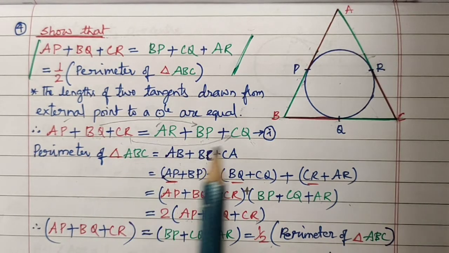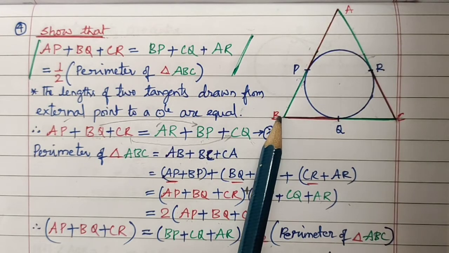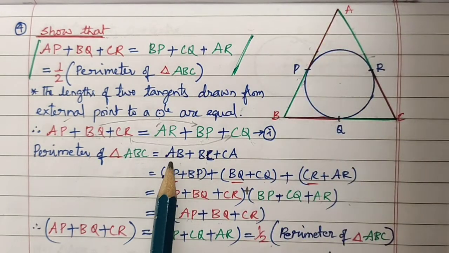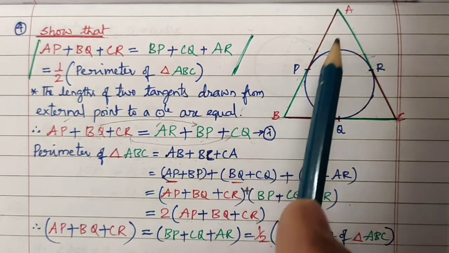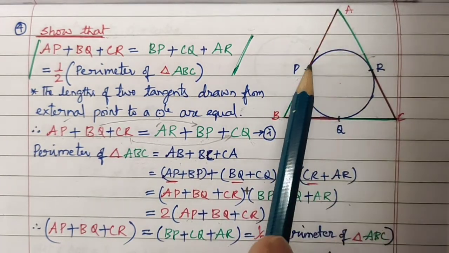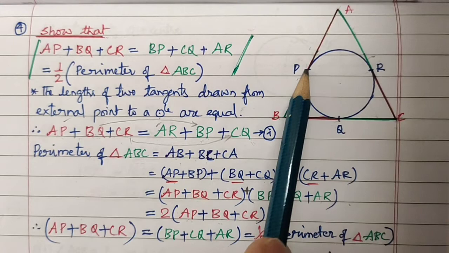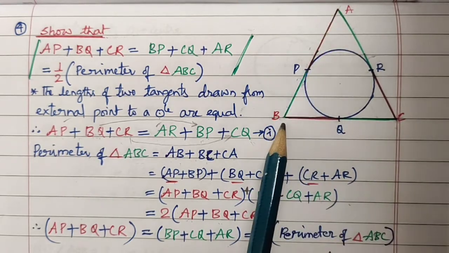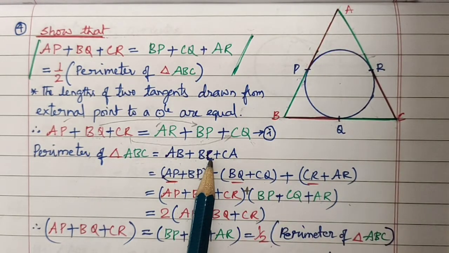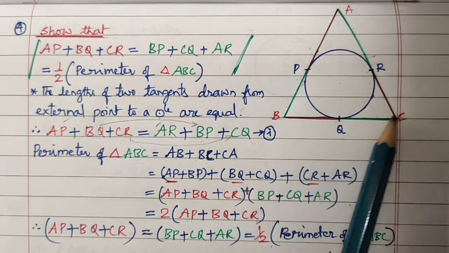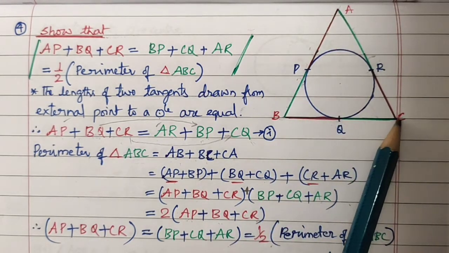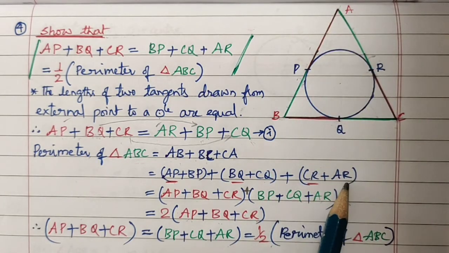The perimeter of triangle ABC is AB plus BC plus CA. AB can be written as AP plus BP. Then BC can be written as BQ plus CQ. Then CA can be written as CR plus AR.